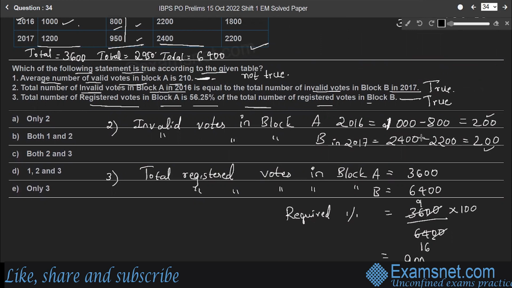Therefore, the third statement is true: the total number of registered votes in block A is 56.25% of the total number of registered votes in block B. Therefore, statements 2 and 3 are true. Here the question is, which of the following statements is true? So both 2 and 3. Option C is the right answer.